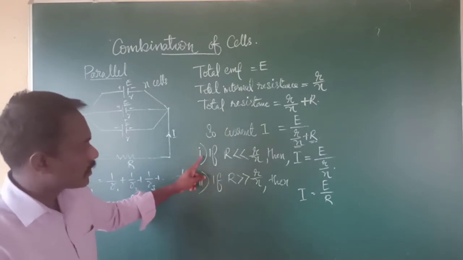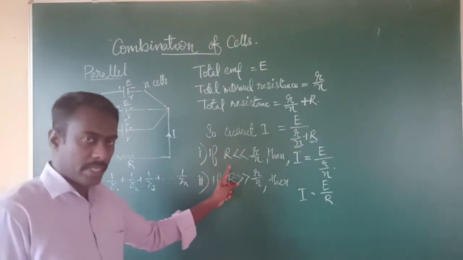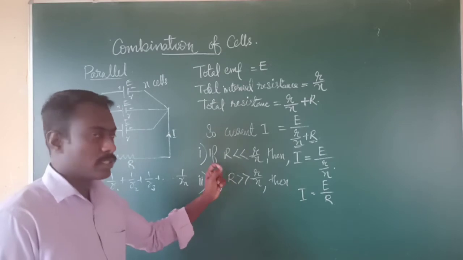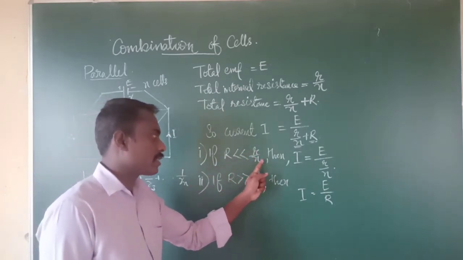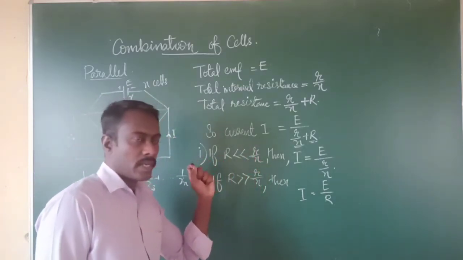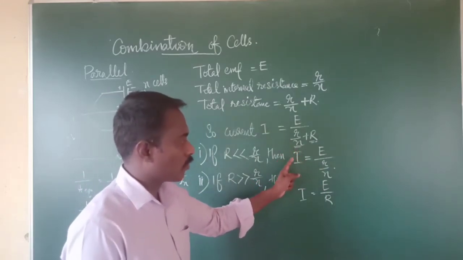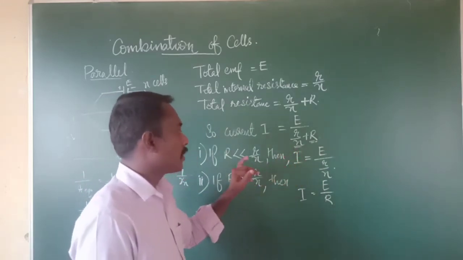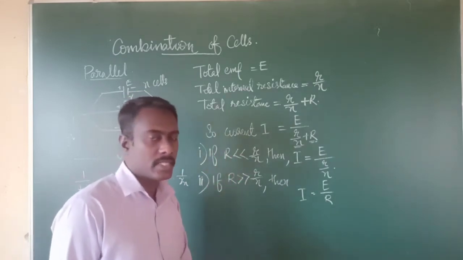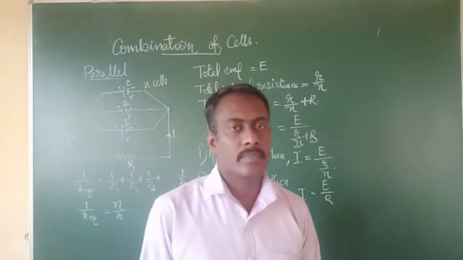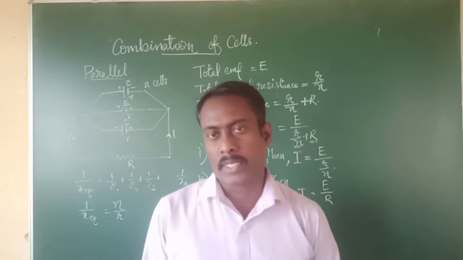Obviously we know the first condition: if the external resistance connected is smaller than the total internal resistance, then what happens? The maximum current will be obtained, flowing through the circuit, when the external resistance is smaller than the total internal resistance of the cell.